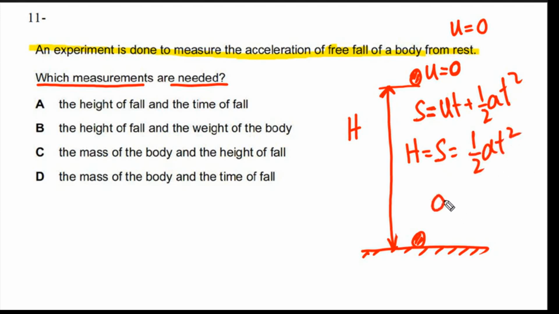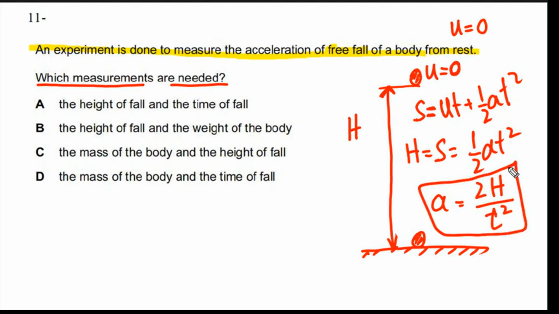So we need to find a, so we can rearrange this equation. We can simply say a will be equal to 2h over t square. So with the help of this equation, we can find the acceleration of free fall. Here h is the height of fall and t is the time taken.